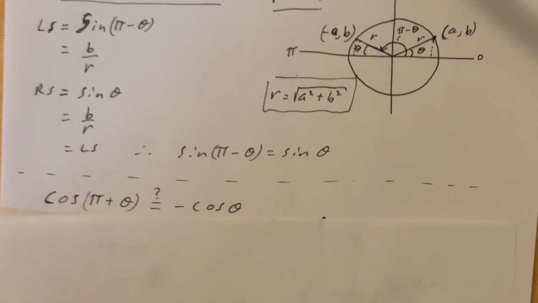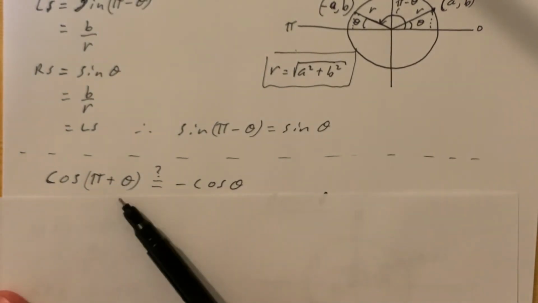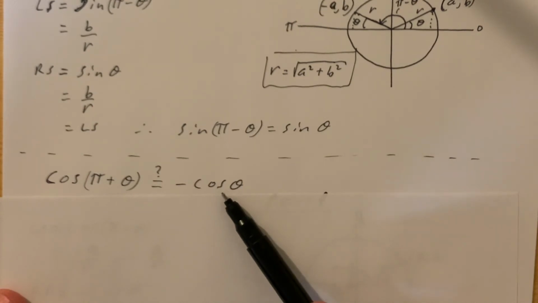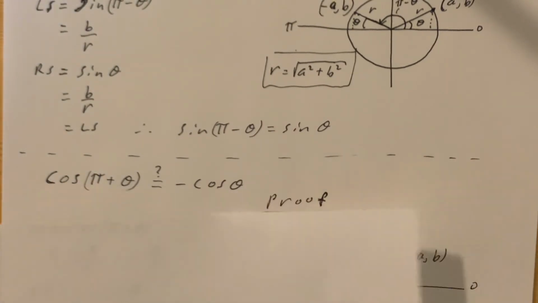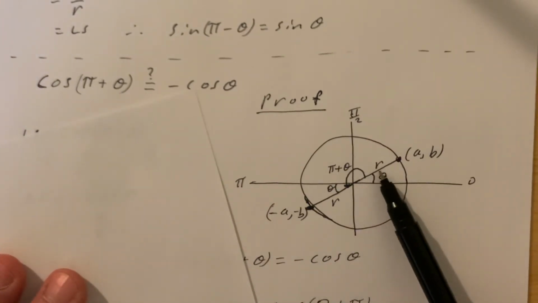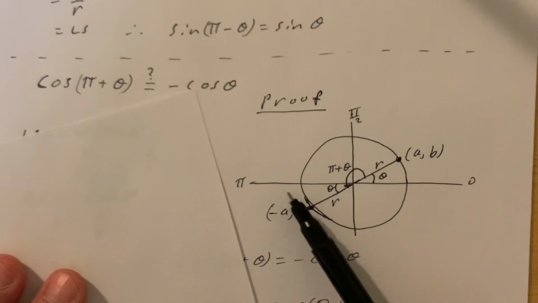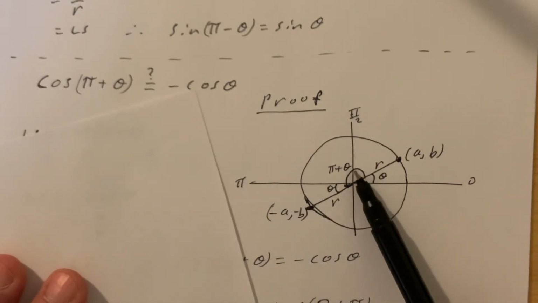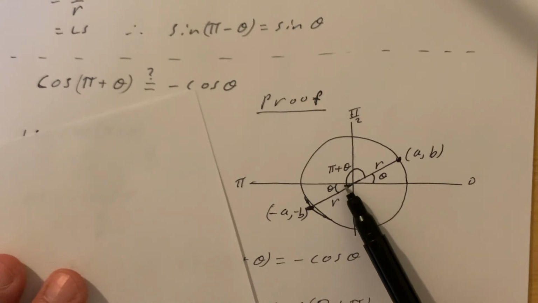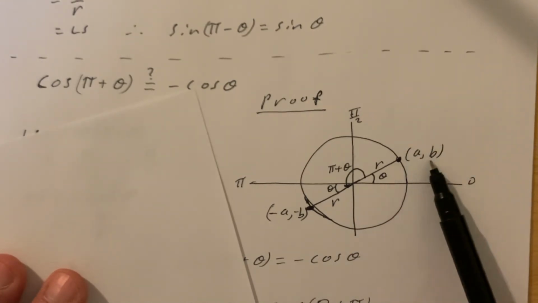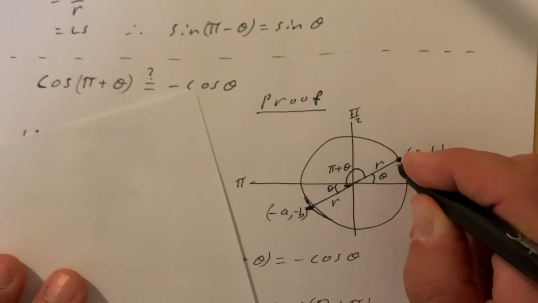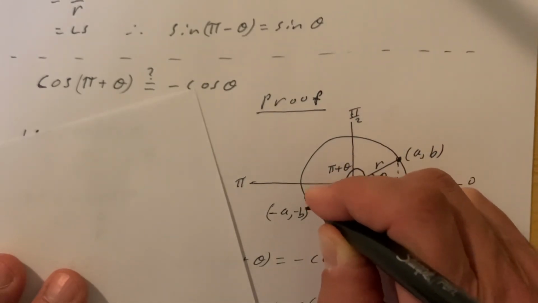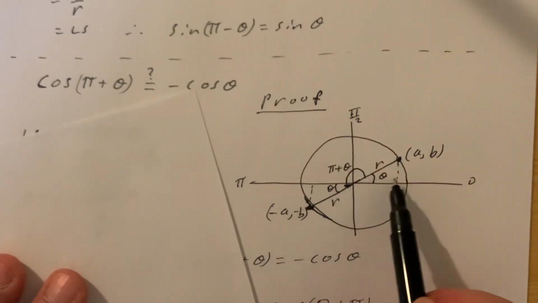Okay, let's try another one. Cos of pi plus theta, does that equal negative cos theta? So you might want to pause and try this. Okay. Now, here's the proof. There's theta again. This time instead of pi minus theta, it's pi plus theta. So the angle pi plus theta goes all the way around here. Okay. And if this is A, B, those are the x and y coordinates. Over here, they're going to be the negatives of those. Okay, because this triangle here is congruent to this triangle right here because of that angle, and they're right triangles.